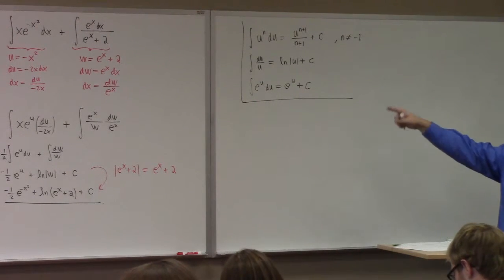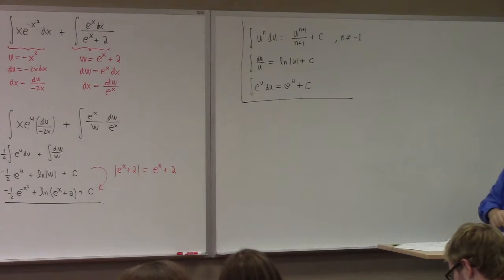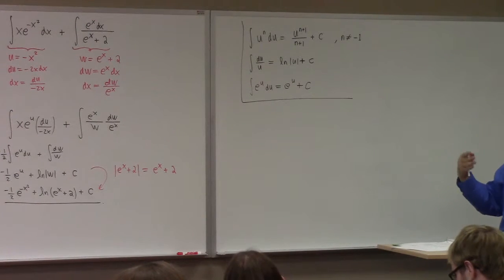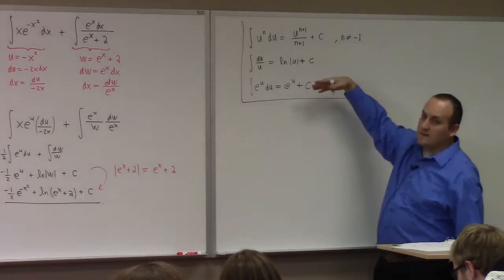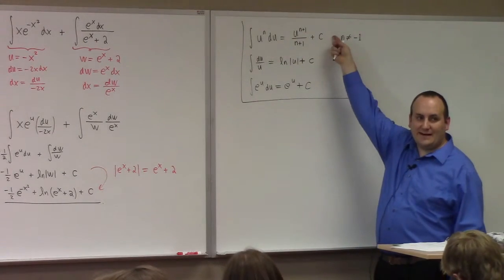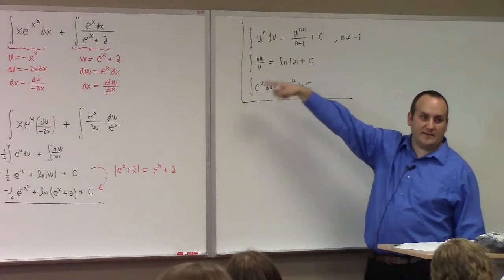That step is just a basic fact that we're using. It's not something I'm deriving. It's an educated guess that we remember. These are educated guesses. Why are these true? It's because if you differentiate the thing on the right-hand side, you get back the integrand on the left-hand side in each one of these.